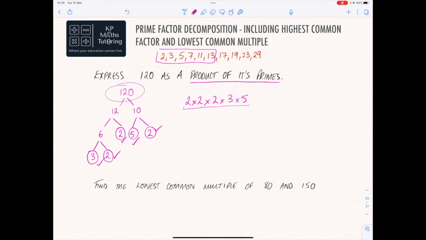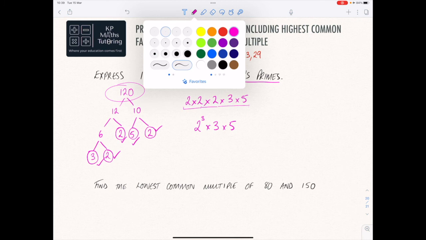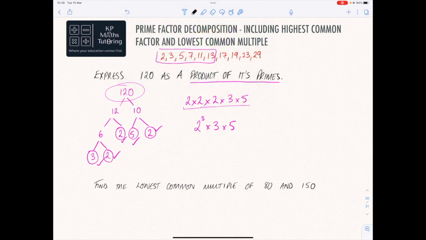The other way you can write this is 2 to the power of 3, because there are 3 2's, times by 3, times by 5. Okay, so that's how you do prime factor decomposition. That's a nice clear method of doing it. If you want to have a practice now, if you can do the prime factor decomposition for, let's go for 210. If you do prime factor decomposition for 210, pause the video, see what you get, and I'll go through it now.